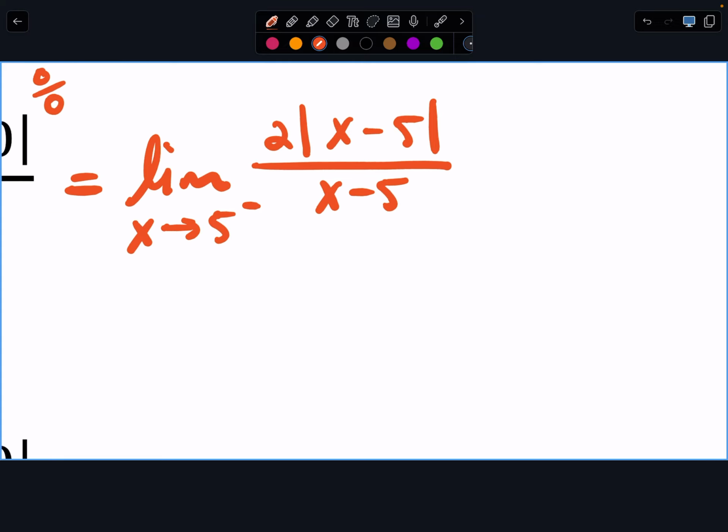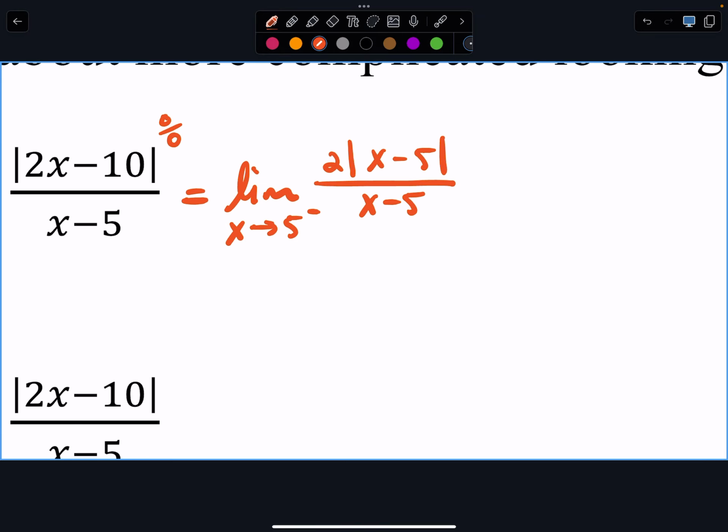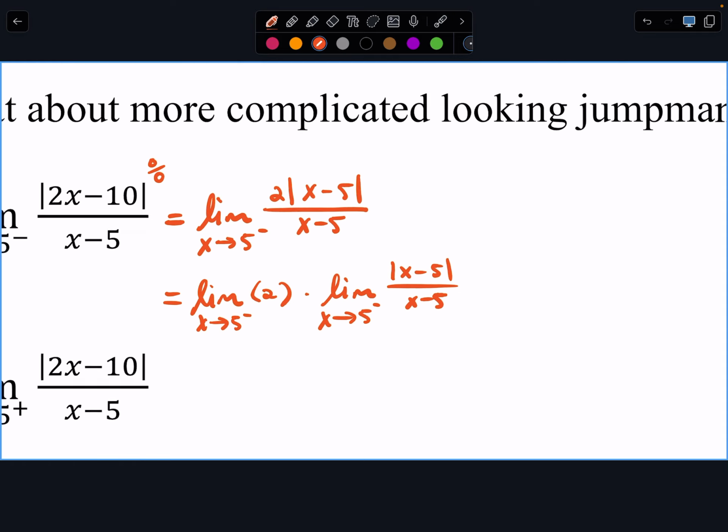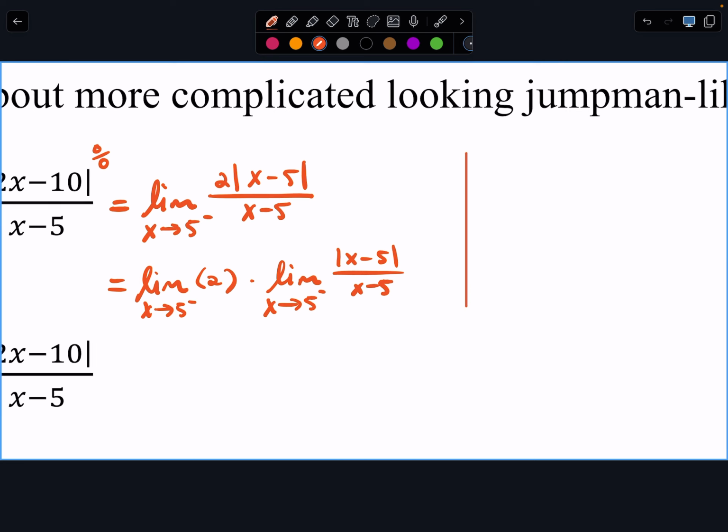Okay, so we have uncovered Jumpman. Do we all see that? And I think most of you will get to a point where from here you could just think about evaluating the limit. But I'm going to show us using limit properties here. So remember that product property for limits? I can think of this as the limit as x approaches 5 from the left of 2 times the limit as x approaches 5 from the left of the absolute value of x minus 5 over x minus 5. And then we run out of space, so I'll make my vertical line.